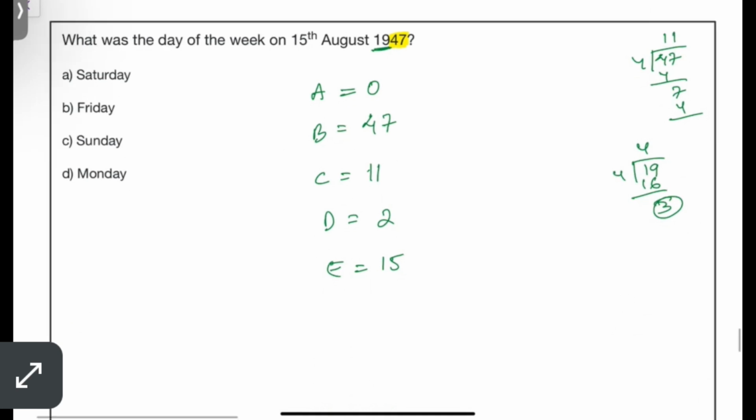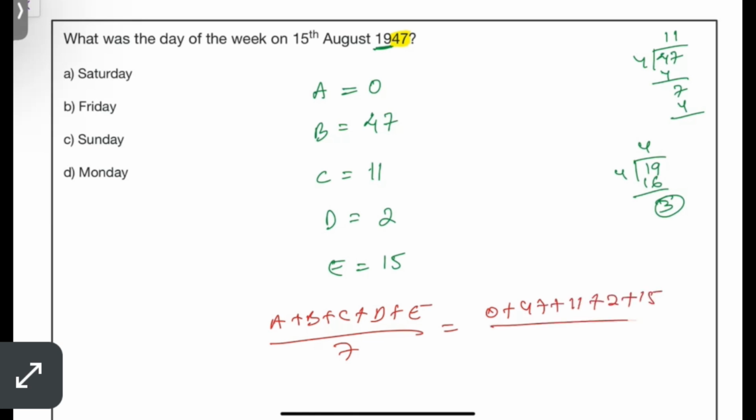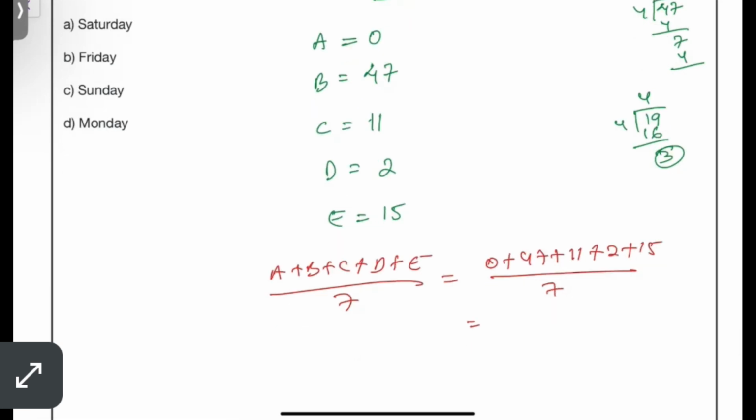So the formula was A plus B plus C plus D plus E divided by 7. So which means, what is A here? 0 plus 47 plus 11 plus 2 plus 15 divided by 7. So if we sum this one, how much should we get? 10, 15, 5, 1 in hand. That means 1, 2, oh, how much was it? Oh, 1, 2, 3, and 7.